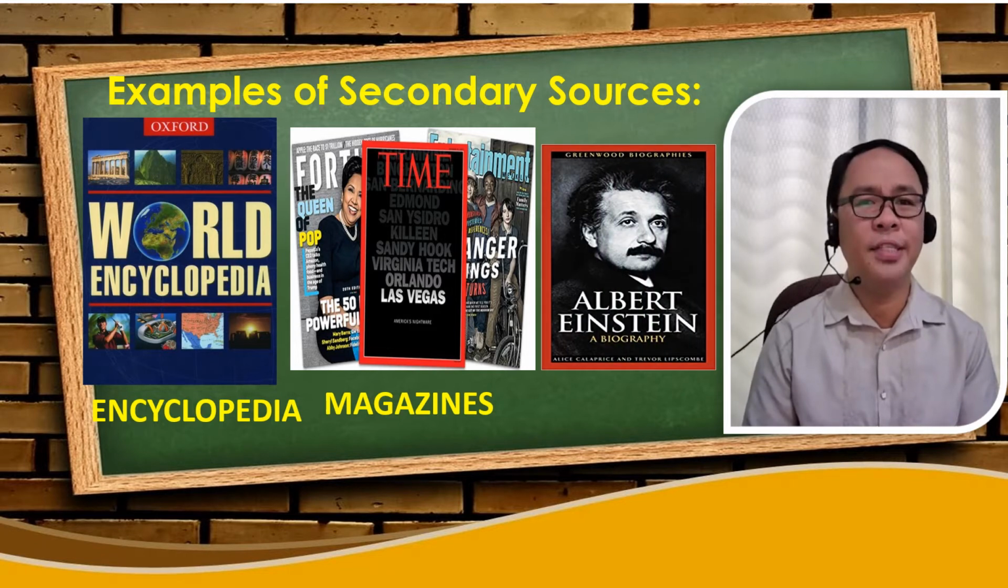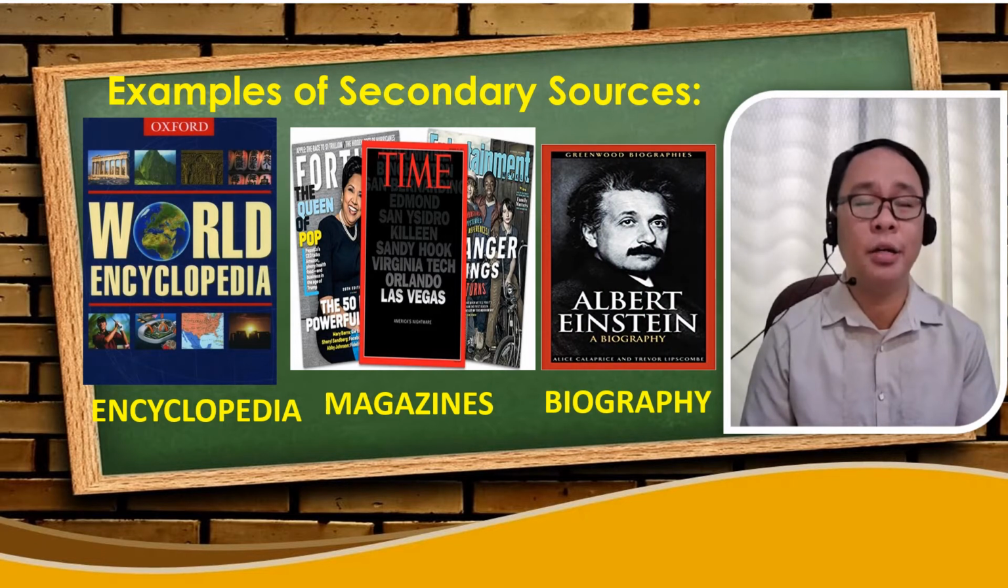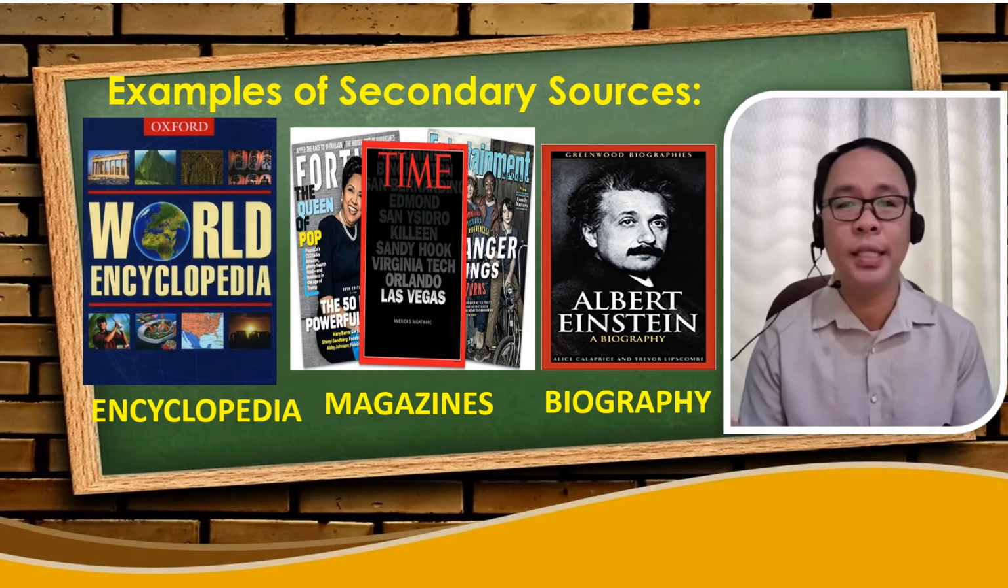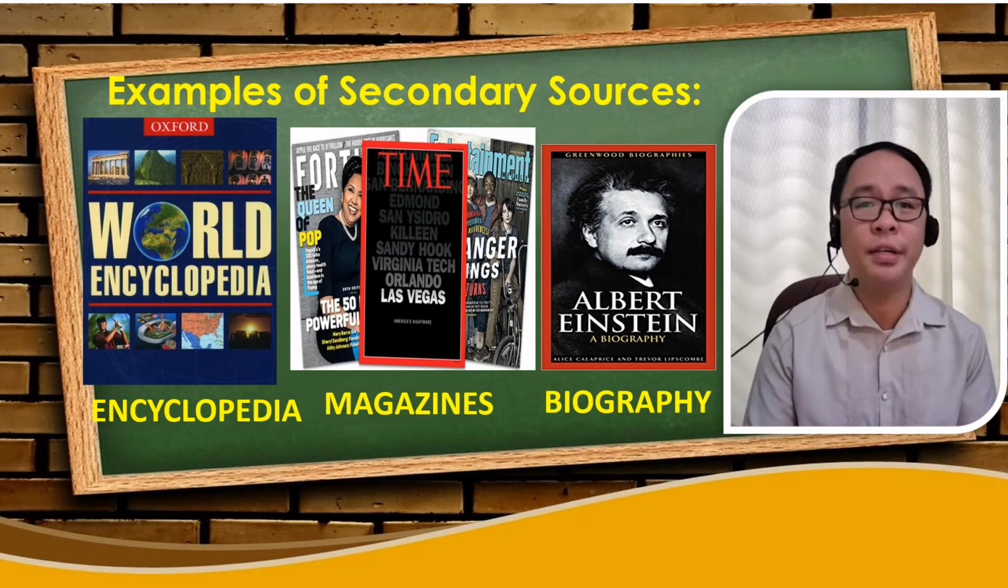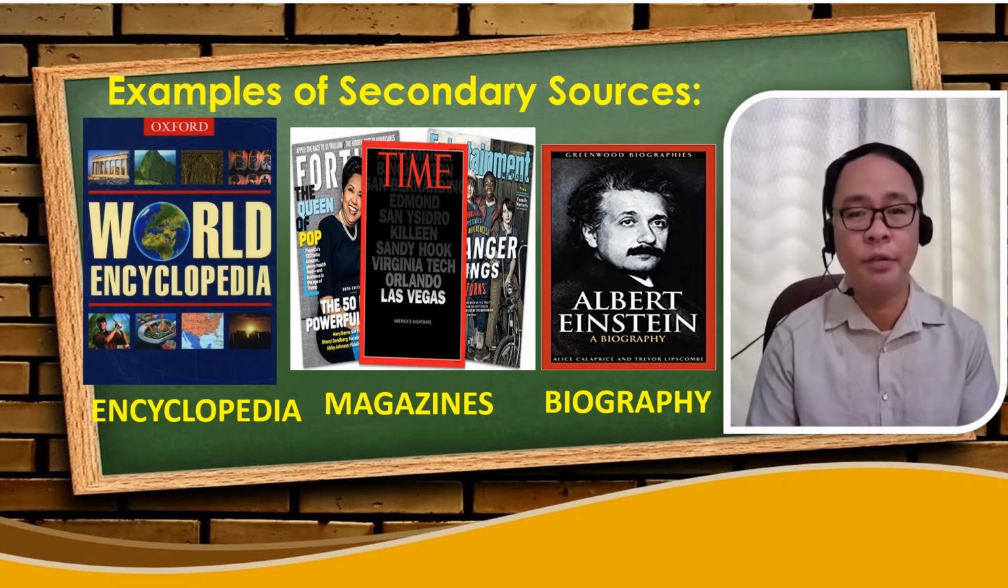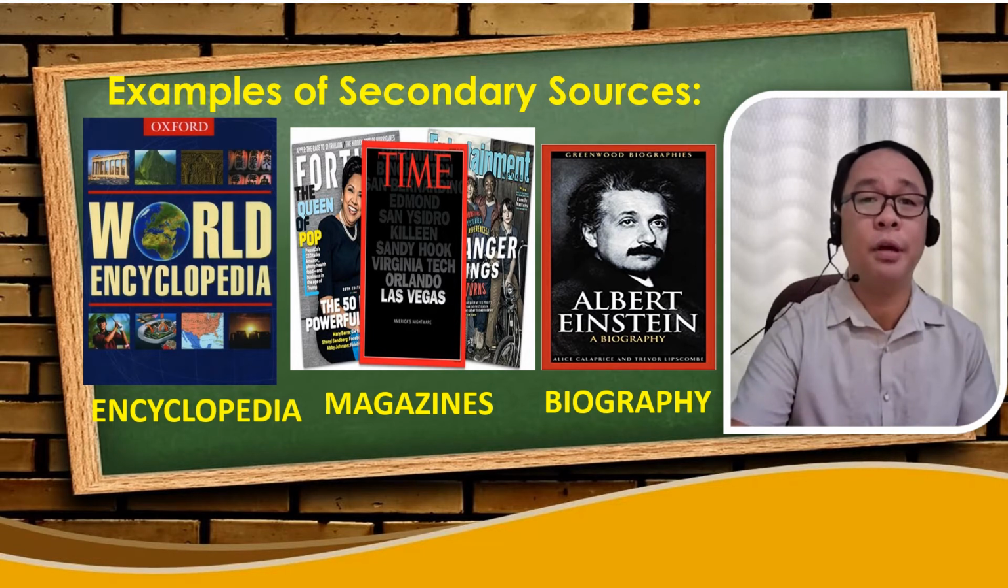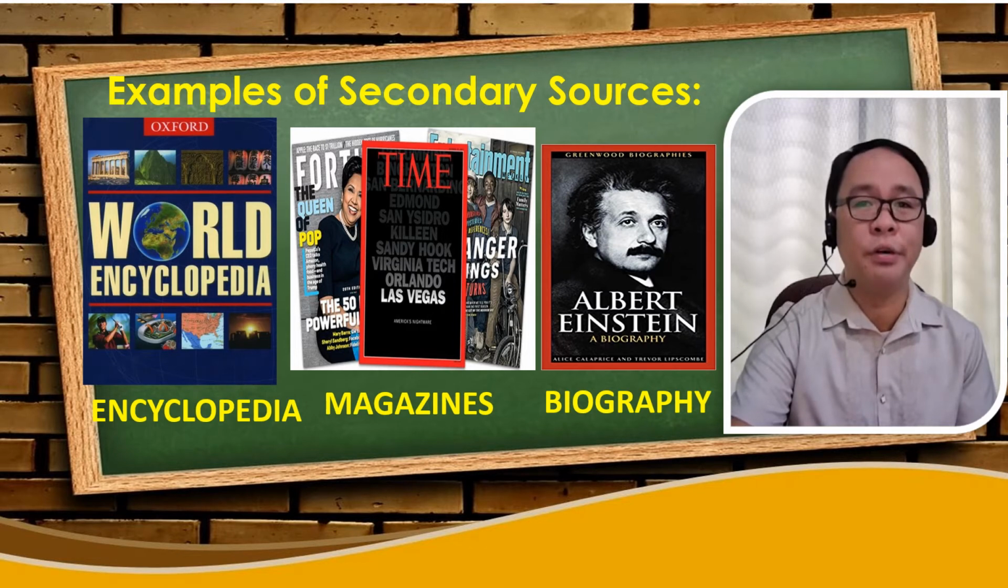We have another example. The third example is a biography. A biography is an account of someone's life written by someone else. So for example, a well-known personality was interviewed by a reporter or a writer, and the different information coming from him or her will be published soon. So that will serve as her biography or his biography, and that is an example of a secondary source of information.